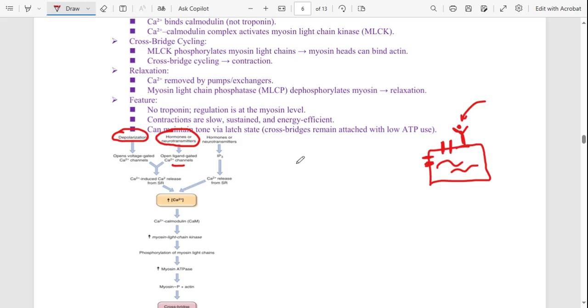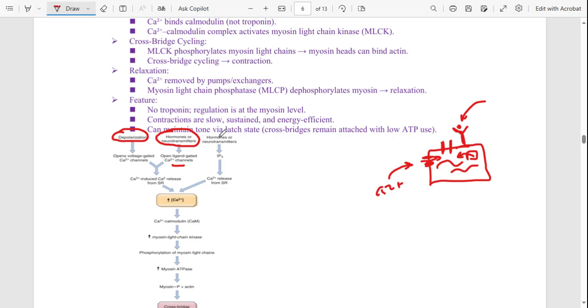Okay. So by these two mechanisms, either an action potential causes depolarization and then opening of the voltage-gated calcium channels, or a hormone causes the opening of the ligand-gated calcium channel. Once that calcium enters the cell, it also stimulates the release of calcium from the sarcoplasmic reticulum, which is inside here. So a little calcium has entered, and then more calcium is released from the sarcoplasmic reticulum. That is calcium in, calcium out. Those are the first two mechanisms.